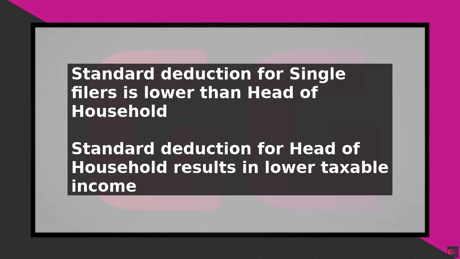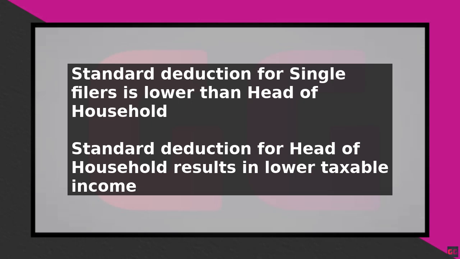Another key difference is the eligibility for certain tax credits. For example, the Earned Income Tax Credit is available to both single and head of household filers, but the credit amount is higher for head of household filers. Additionally, head of household filers may be eligible for other tax credits, such as the Child Tax Credit, which is not available to single filers.